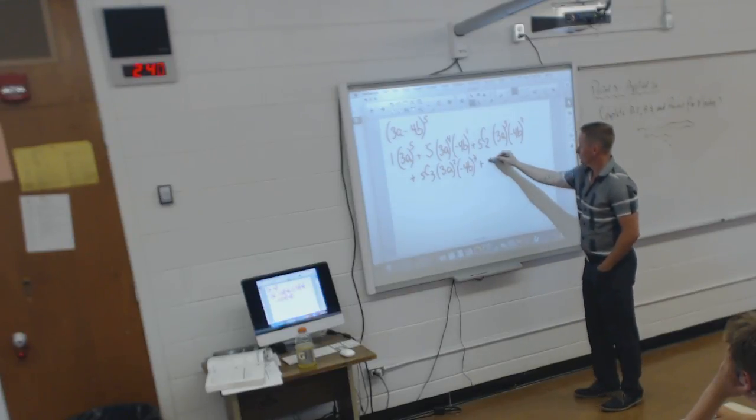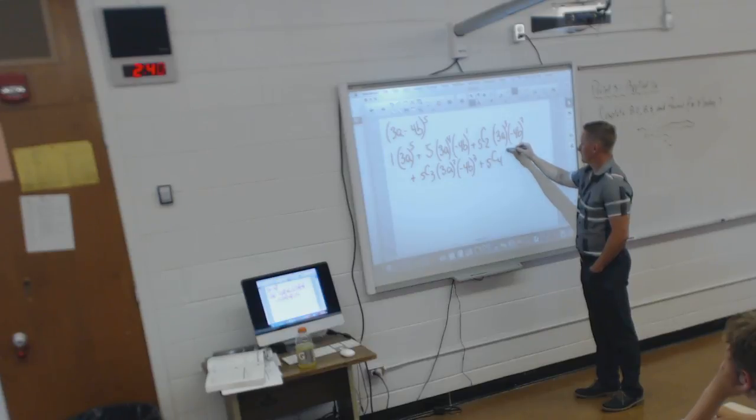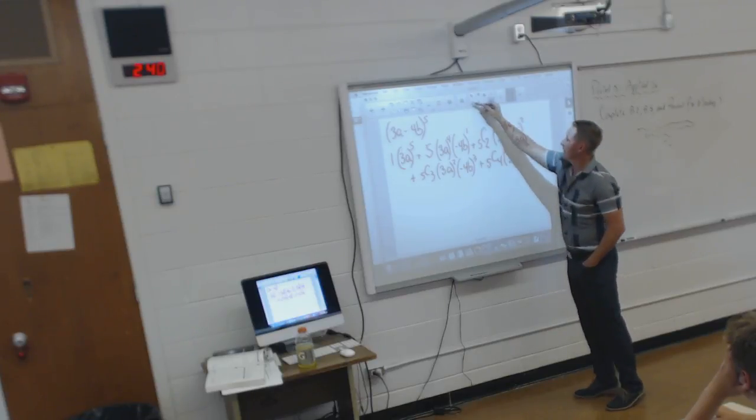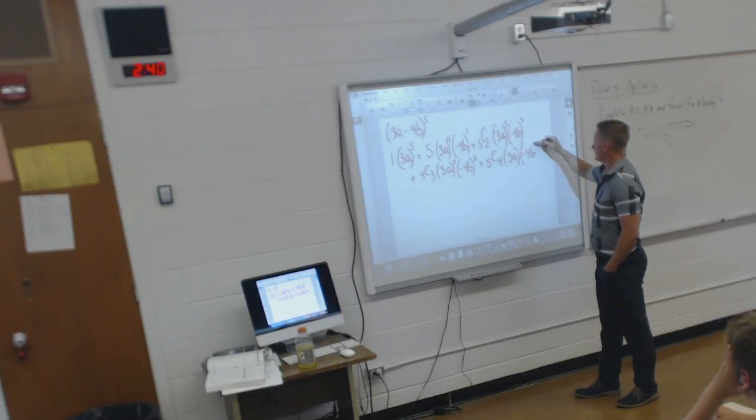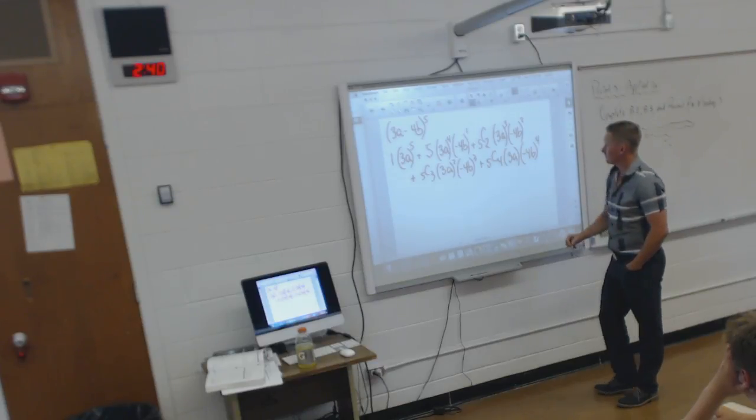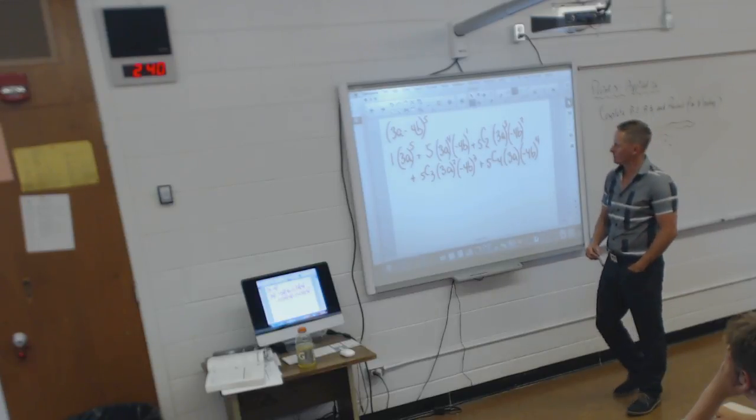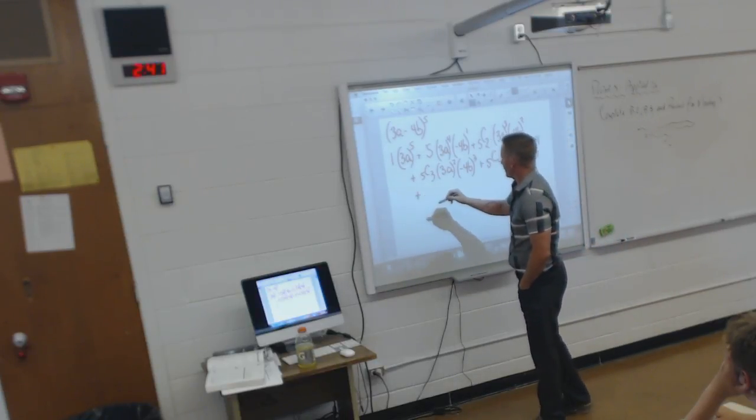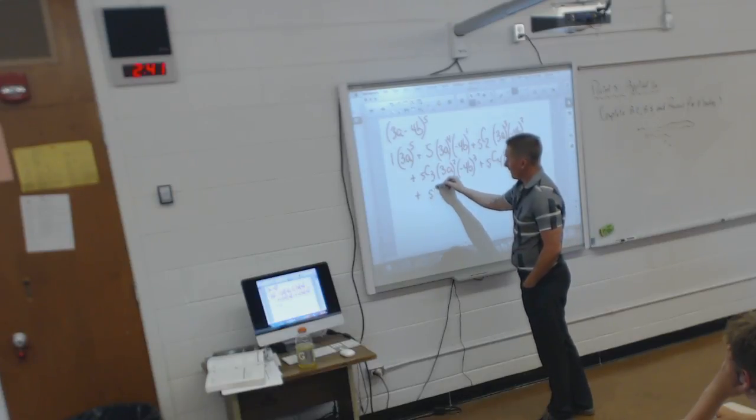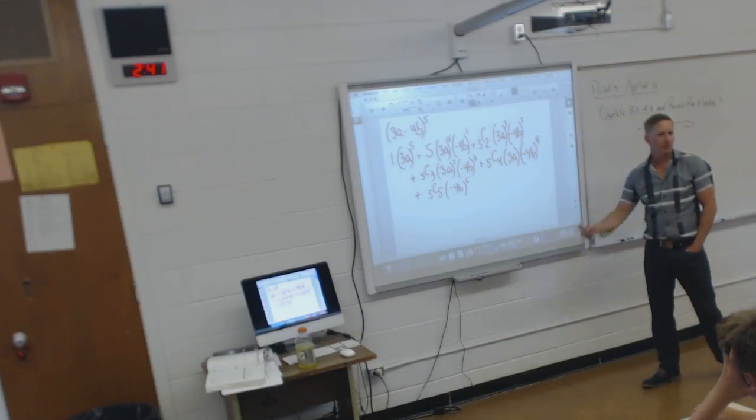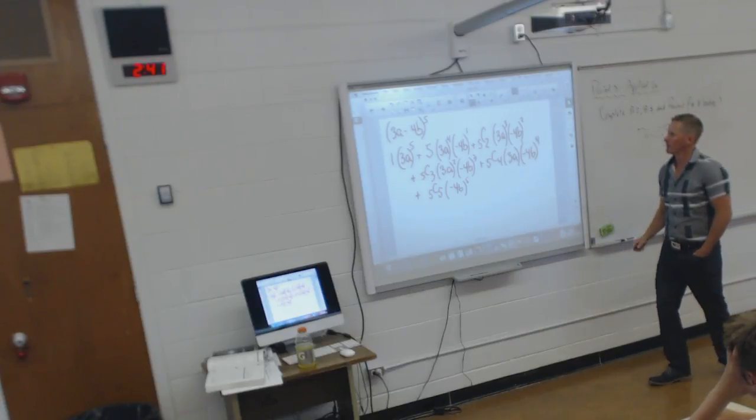Plus 5c4, 3a, negative 4b to the 4. Just 3a, yes. We're going to simplify 5c4 to 5. We're actually going to simplify this whole thing. And then the last one is 5c5, which is 1, negative 4b to the power of 5. So far, so good?